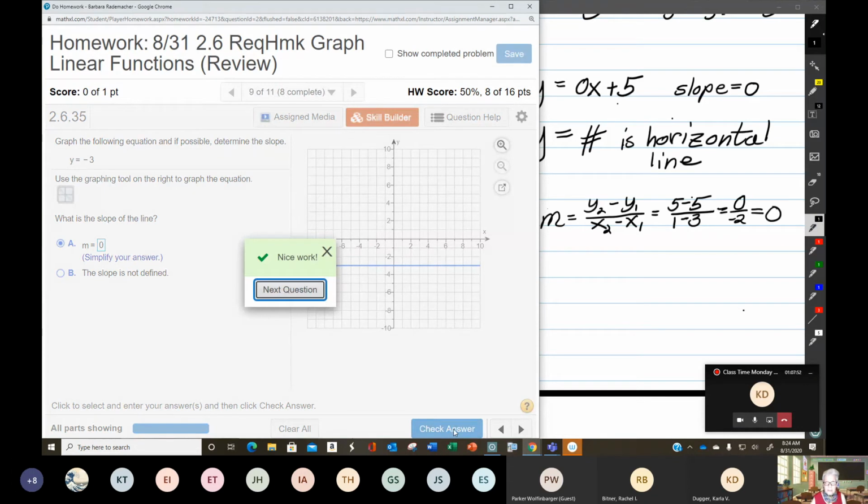It's only giving me 50%? To heck with you. I'm going to go back in and rework the problem later, and I can get 100%. It'll let you do that.